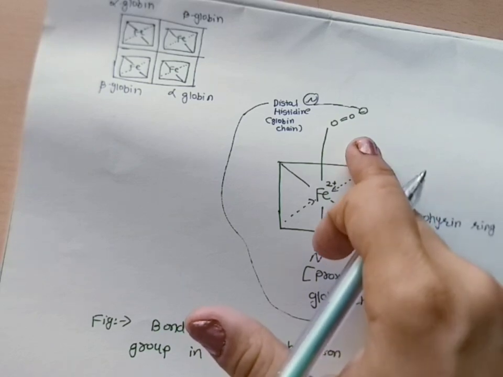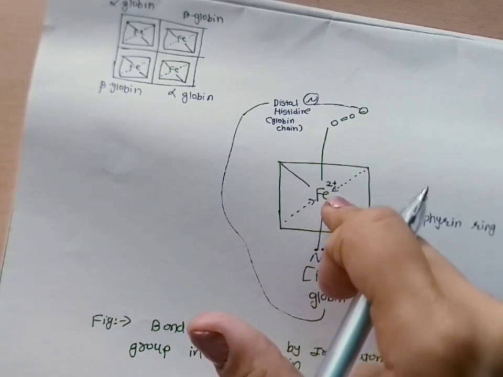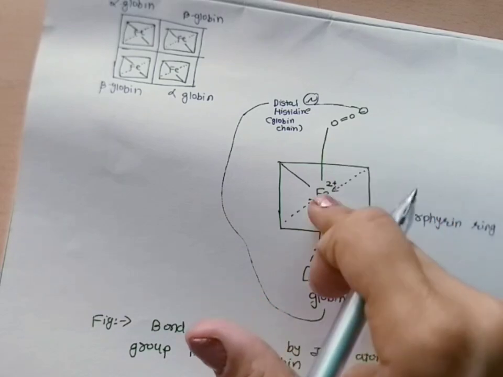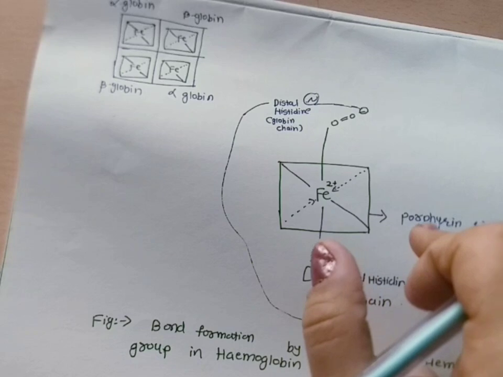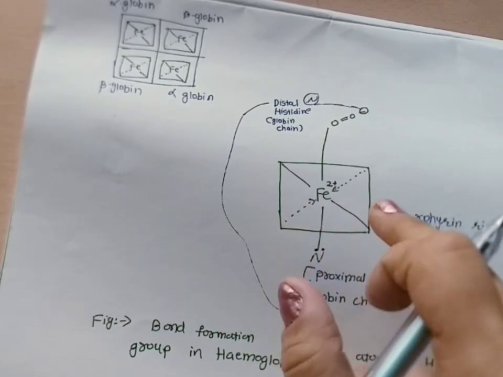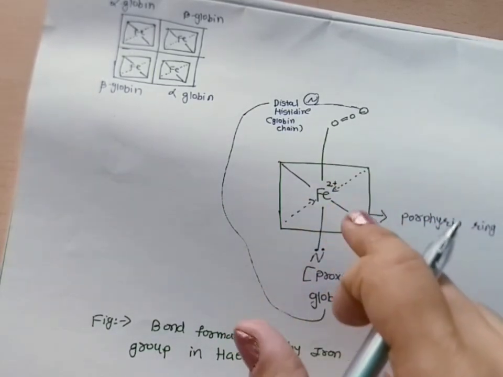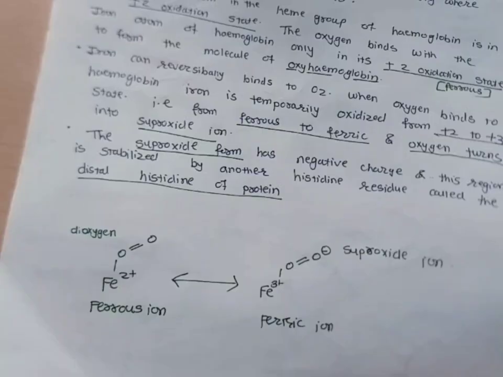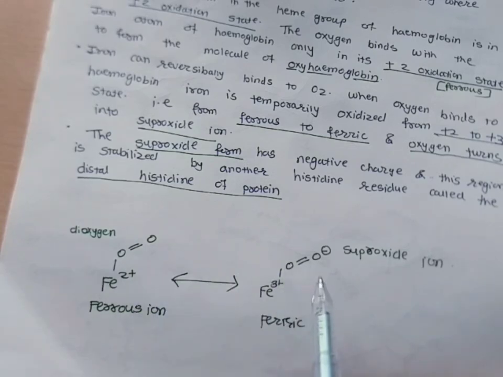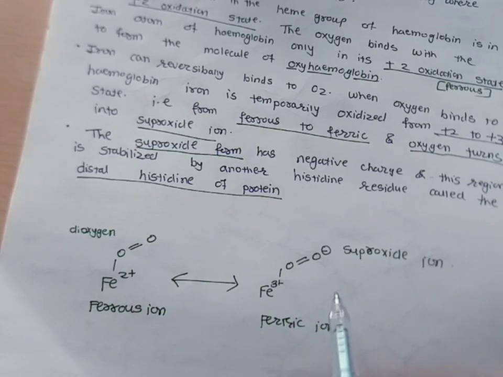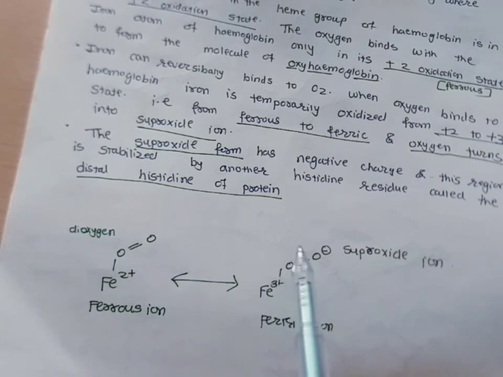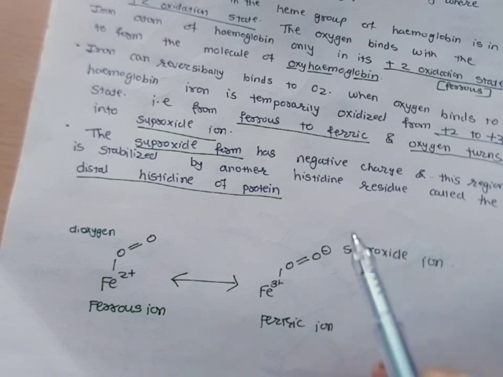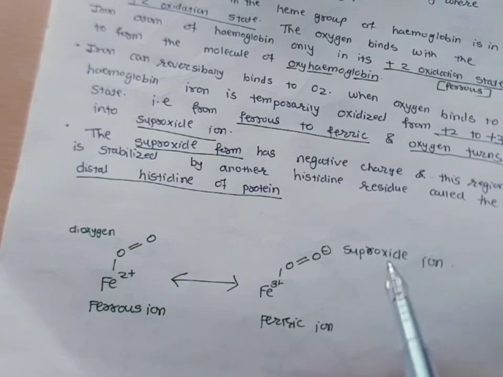Oxygen, as we just discussed, can bind only with the iron when it is present in the +2 oxidation state, and after binding with the iron the molecule formed will be oxyhemoglobin. After binding with oxygen, the oxidation state of the iron will temporarily shift from +2 to +3, that is, from the ferrous ion to the ferric ion. And as we know that oxygen is more electronegative, it will shift the electron pair towards itself and form the negative charge. So oxygen will form the superoxide ion.